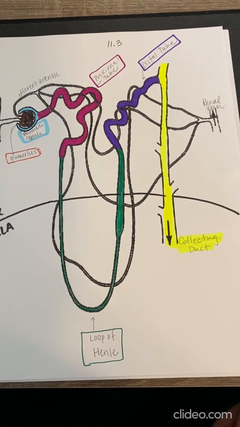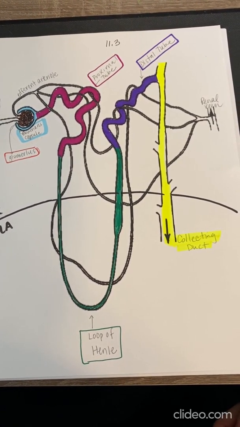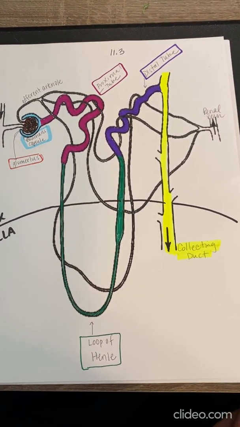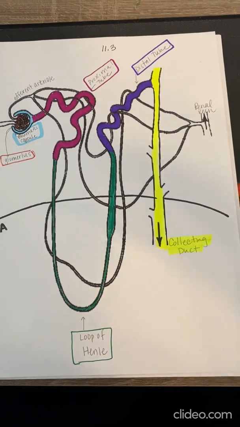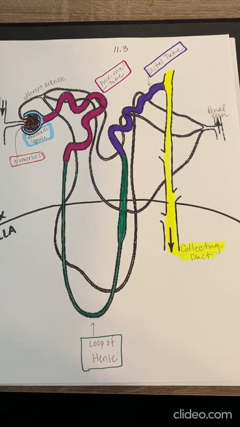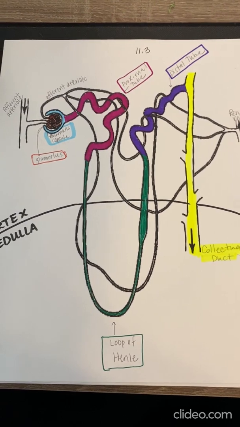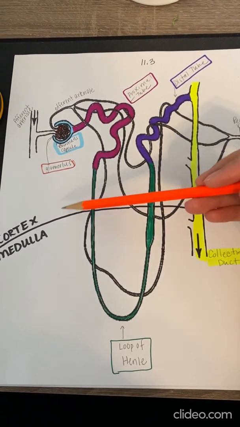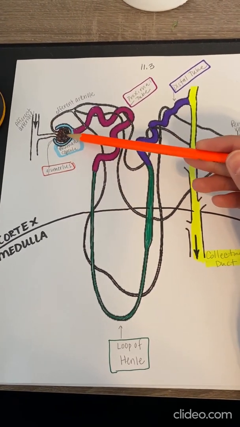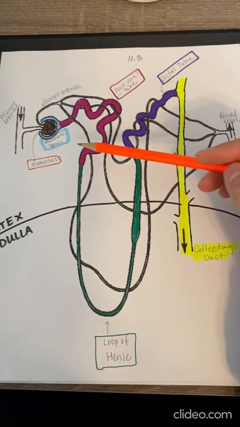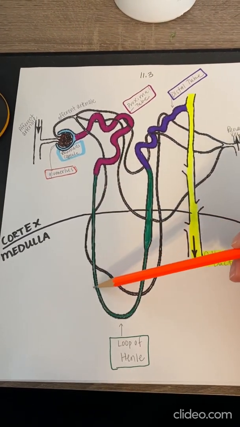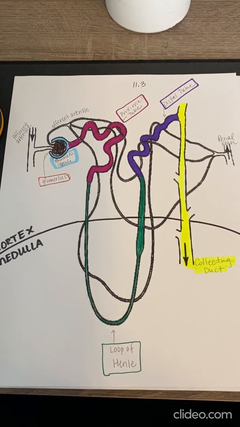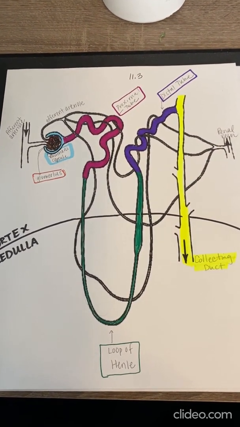They're the ones that are really going to filter all those toxins and wastes from our blood and create urine. Like I said, you have millions of these in each of your kidneys, and they span two sections of your kidney. They start in the cortex of the kidney, which is that outer part, and they dip into the medulla of the kidney. Those are the places where the nephrons are found.